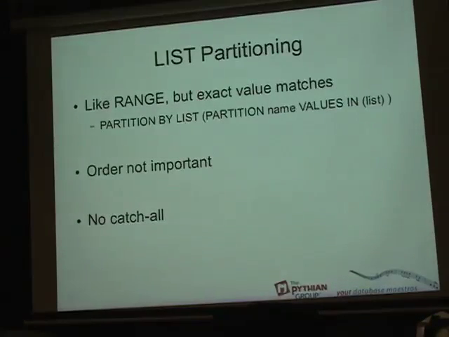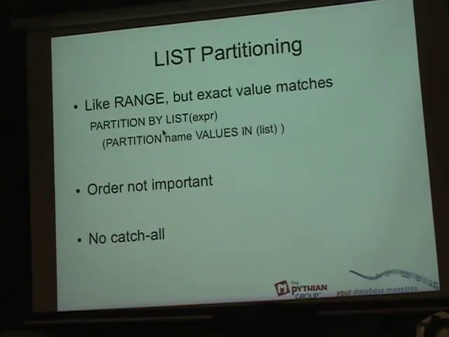So there's also list partitioning. List is like range partitioning, except that you don't specify that the values are less than something. You specify that they're in a certain list, which makes more sense for something like the modulo example I had. Also integers, also null. That's how you specify partition by list instead of partition by range. Partition by list expression, partition name values in list. The order isn't important. There is no catch-all. That's important. There's no catch-all, so you have to catch every single one.